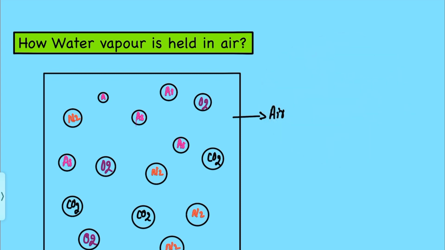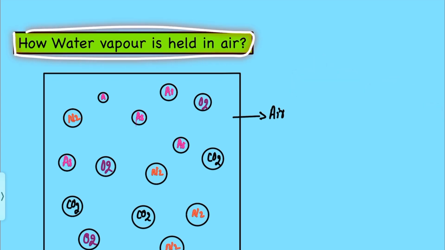Now I have chosen this topic because I have come across a lot of aspirants who, though they know what is relative humidity, do not understand the mechanism. And because they do not understand this mechanism, they cannot understand the mechanism behind the condensation and formation of precipitation, right? Now let us start by understanding first how water vapor is held in air, right?